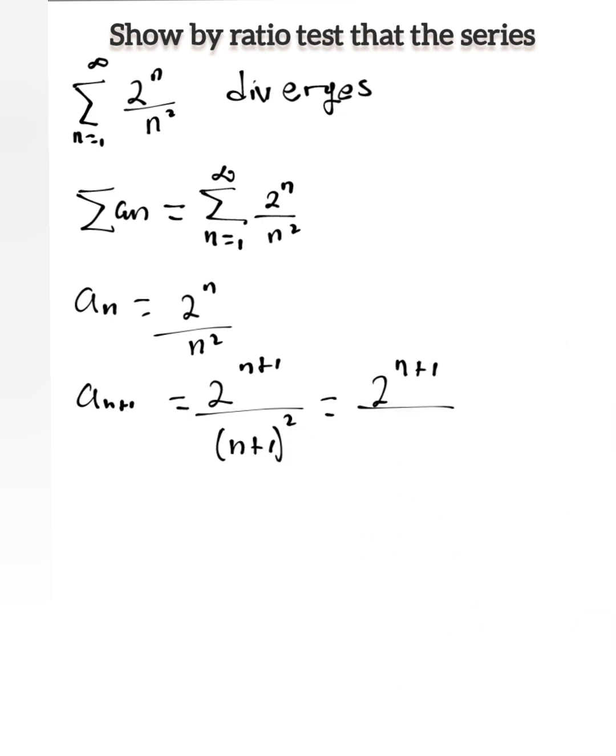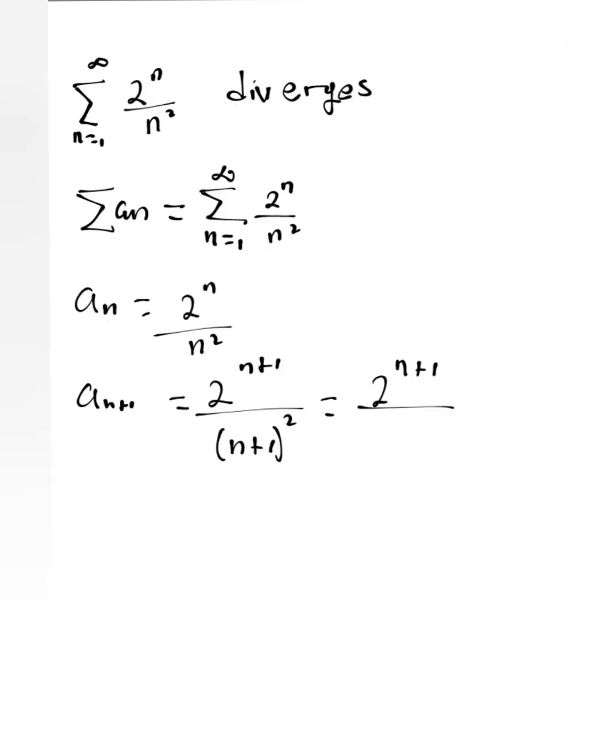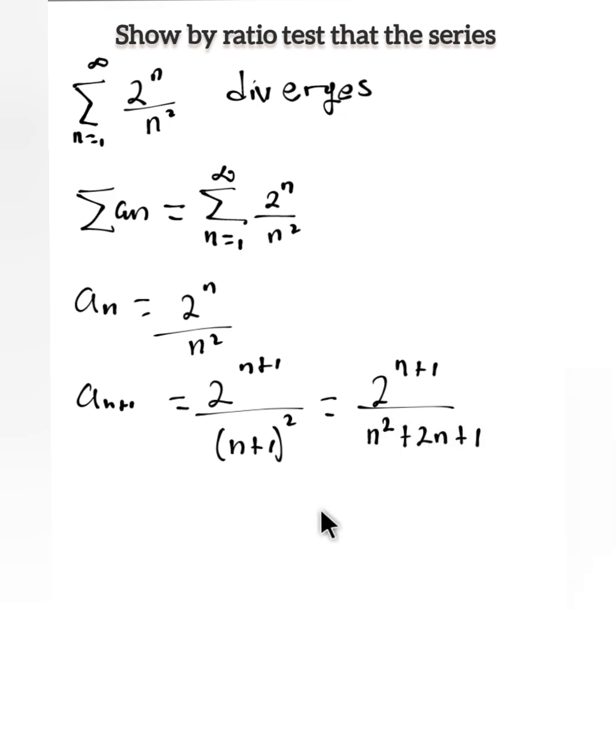Okay, let me simplify it somewhere else. We have (n plus 1) all squared. This is equal to (n plus 1) into (n plus 1), which gives us n into (n plus 1) plus 1 into (n plus 1). And this gives us n squared plus n plus n plus 1, which is equal to n squared plus 2n plus 1. So when we simplify this, we have n squared plus 2n plus 1. Now let's go back. So this is equal to n squared plus 2n plus 1. Okay, so we have a_n, which is the sequence, and a_(n+1).